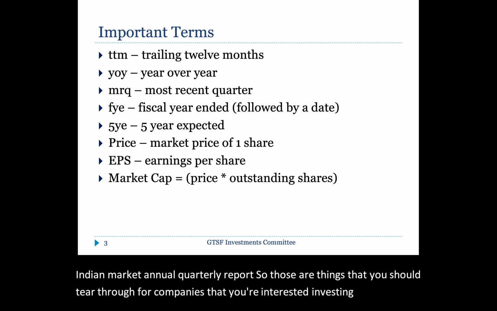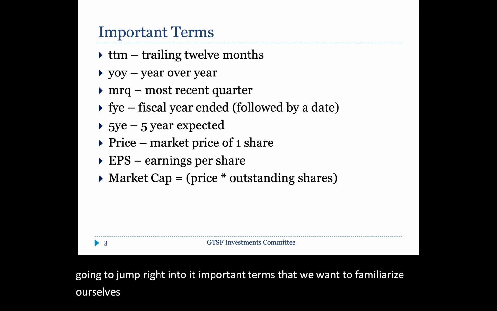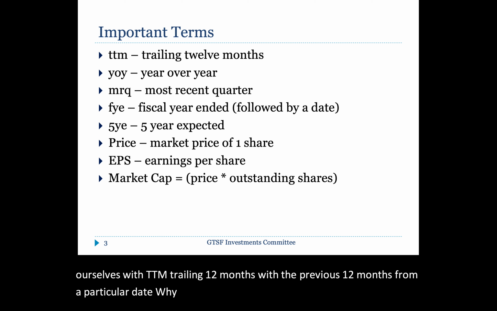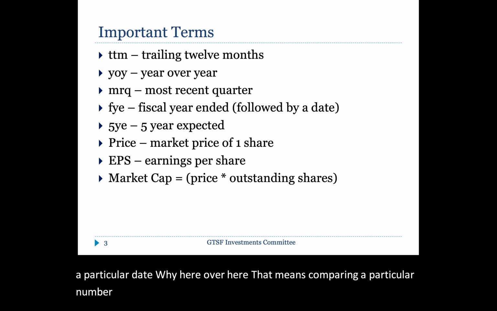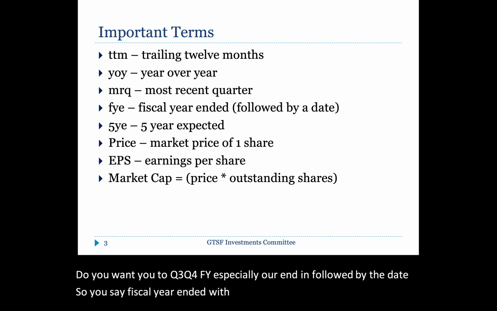Important terms that we want to familiarize ourselves with. TTM, trailing 12 months, that means the previous 12 months from a particular date. YOY, year over year, that means comparing a particular number from last year to this year. MRQ would be most recent quarter, whether that's Q1, Q2, Q3, Q4. FYE is fiscal year ended, followed by the date. So you say, fiscal year ended with this particular date.